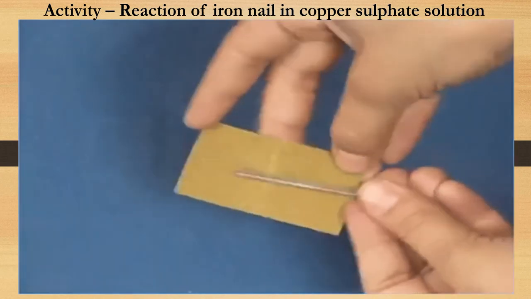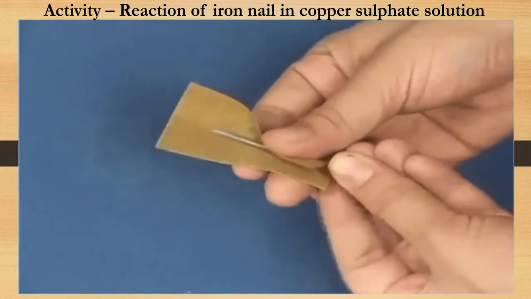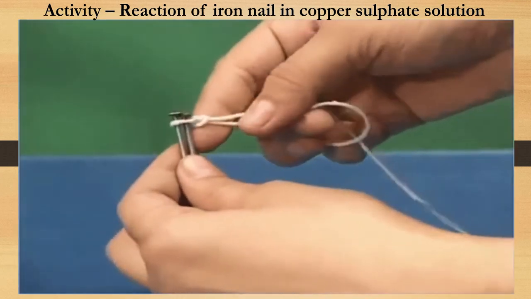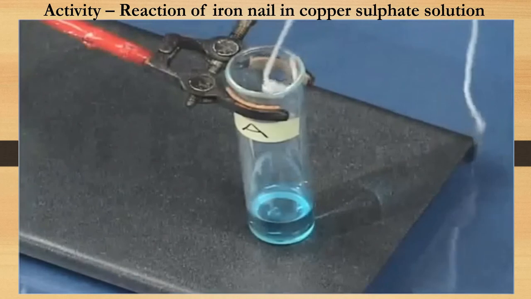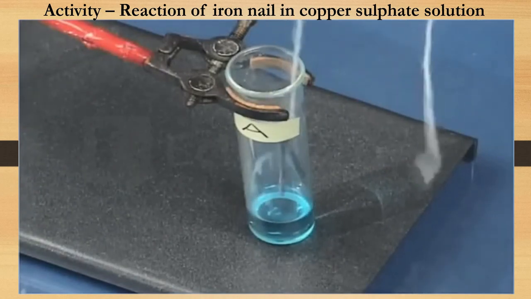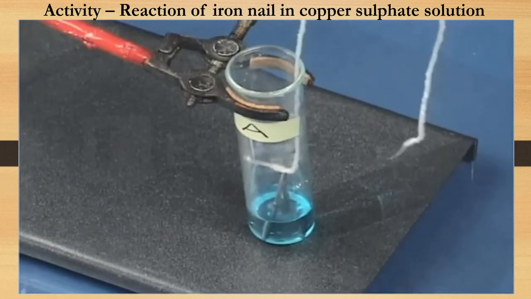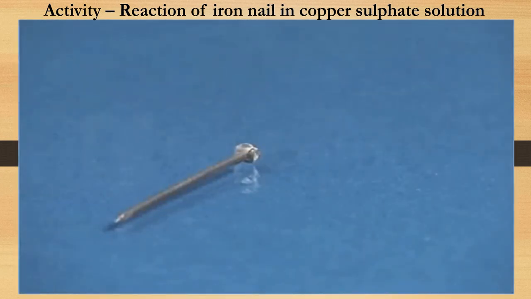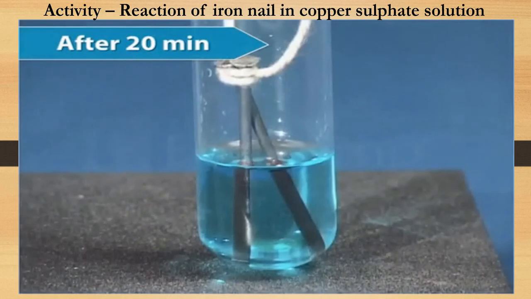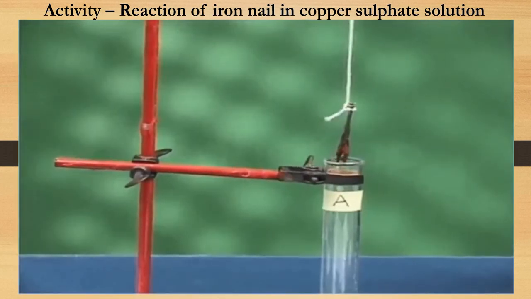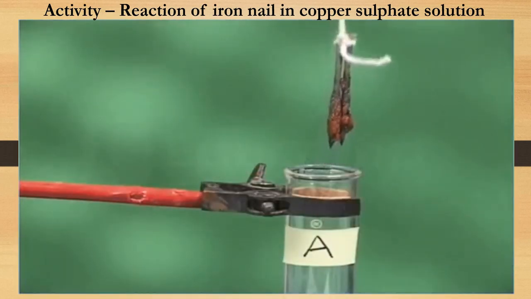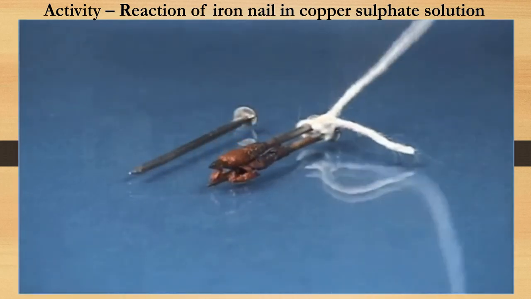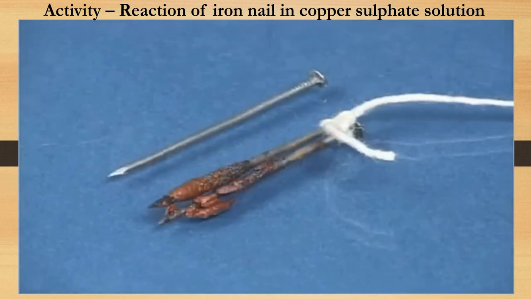Take the iron nail and rub it on sandpaper so that the surface of the nail can be cleaned. Tie it with a thread and dip it into the copper sulfate solution in test tube A. After 20 minutes, you will observe that the iron nail which was dipped in copper sulfate solution is coated with copper.